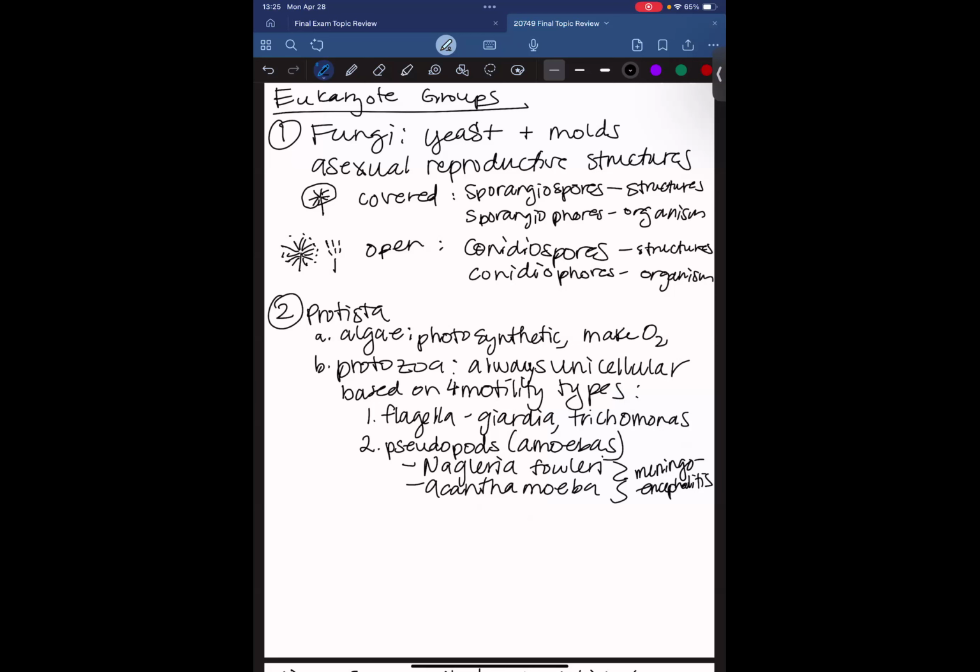What kind of disease does Giardia cause? Anybody know? Chronic diarrhea, chapter 23, right? Giardia, chronic diarrhea. Greasy, malodorous stools with heavy flatulence. We're talking diarrhea for over a month. Trichomonas, what kind of disease does that cause? It is an STI. Yes, so it's a protozoal STI.